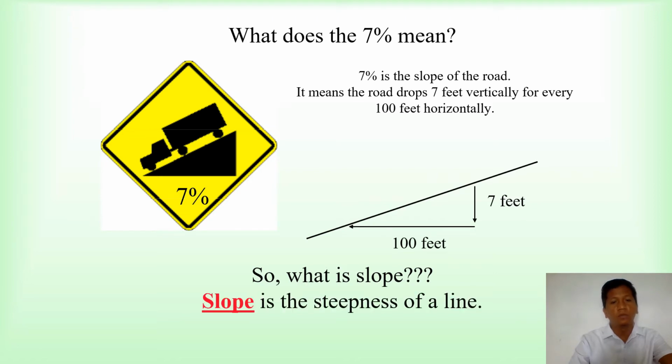Okay, slope is the steepness of a line. So here in our illustration, the steepness of a line is this one. Or in the picture here, there it is. Did you get it, my dear students?